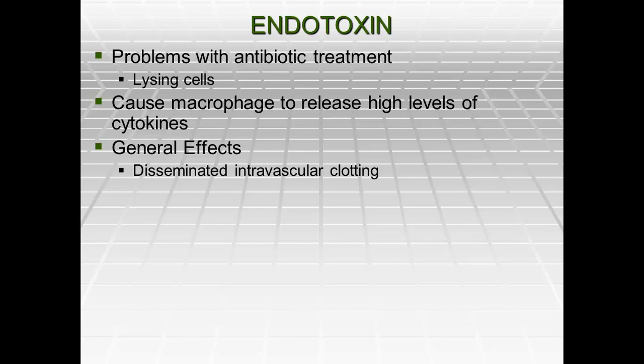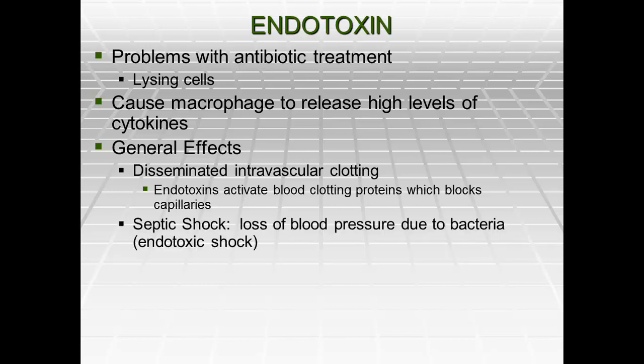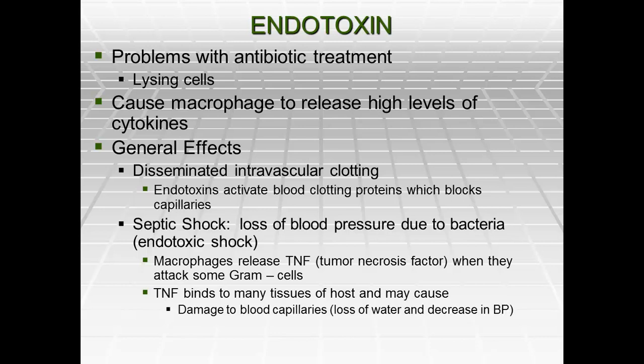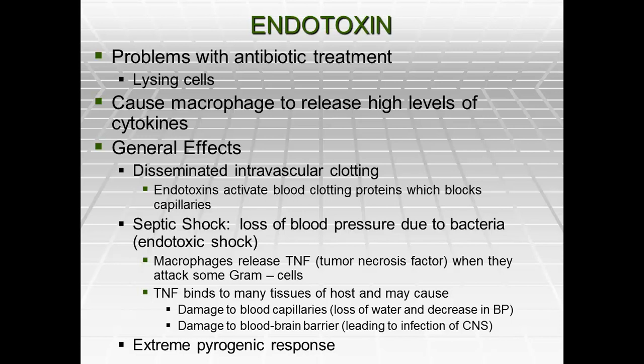Disseminated intravascular clotting, in which the endotoxins activate blood clotting proteins which block your capillaries. 2. Septic shock. You can have a loss of blood pressure due to bacteria, endotoxic shock. Macrophages release TNF, which is tumor necrosis factor, when they attack some gram-negative cells. TNF binds to many tissues of the host and may cause damage to your blood capillaries, so loss of water and decrease in blood pressure, and then also damage to your blood-brain barrier, leading to infection of the central nervous system.